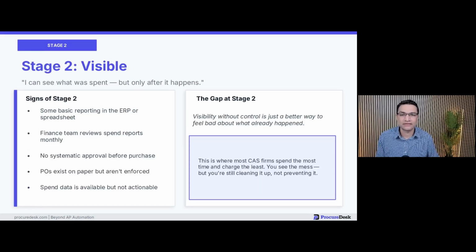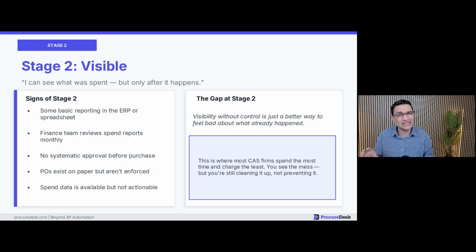So that is reactive. Number two is visible, right? So I can see what was spent, but only after it happens. Again, some of the signs or symptoms that your clients are in stage two: you have basic reporting in maybe QuickBooks or spreadsheets. You can see exactly where money is going. Finance is reviewing the spend monthly, right? But there is still maybe not systematic approval before purchase. Post approval, yes, you have in place.